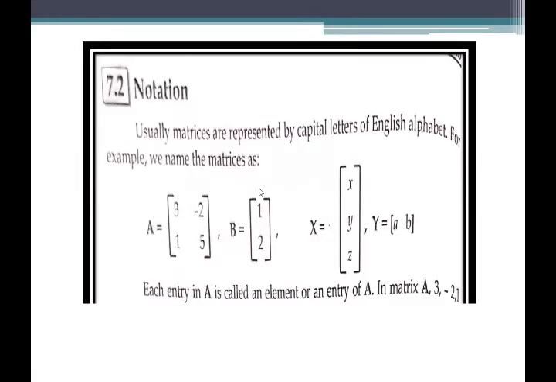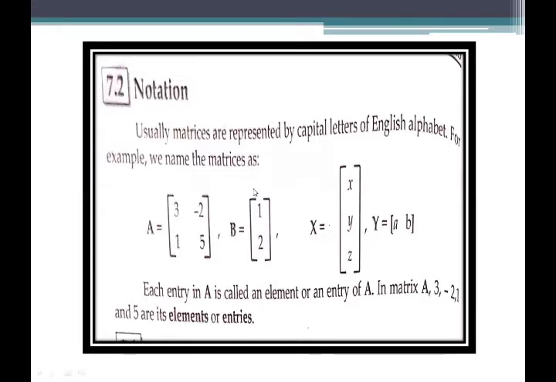Now, notation means how you will denote a matrix. Usually, a matrix is represented by a capital letter of the English alphabet. Means a matrix is always denoted by a capital letter. Here, the first matrix is denoted by capital letter A, the second matrix is denoted by capital letter B, and the third matrix is denoted by capital letter X. Means it is compulsory to write a capital letter to denote a matrix. We use small letters within the matrix, but we denote a matrix by a capital letter.